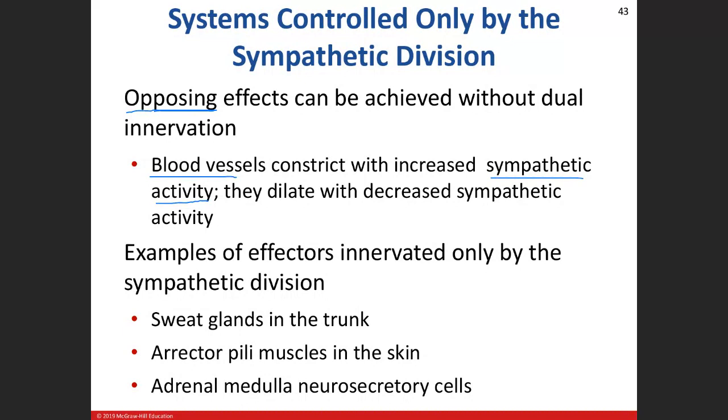We talked about sweat glands. Sweat glands are only controlled by the sympathetic nervous system, when we're dealing with the sweat glands found in the trunk. Arrector pili muscles, I mentioned that before. It's that smooth muscle that attaches onto the hair follicle, giving you goosebumps. And then also, we just talked about that final pathway with the neurosecretory cells. All sympathetic innervation only. No dual innervation there.